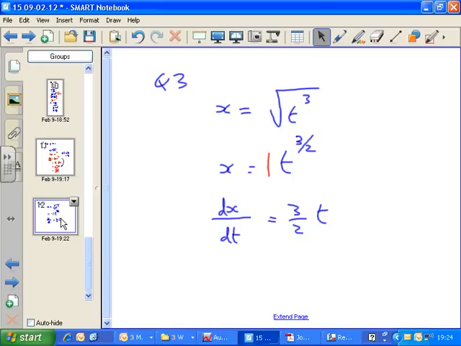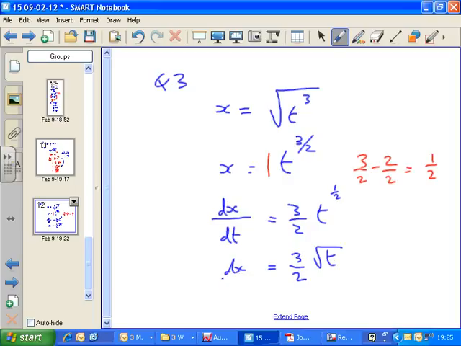You happy with that, John? 3 over 2 is 3 over 2. Now the power, what's 3 halves take away 1? 3 halves take away 2 halves is a half, Daniel, isn't it? So the power, a half. And the half is the square root. So I can finally rewrite this as 3 over 2 times the square root of t. And that's probably the answer in the book.